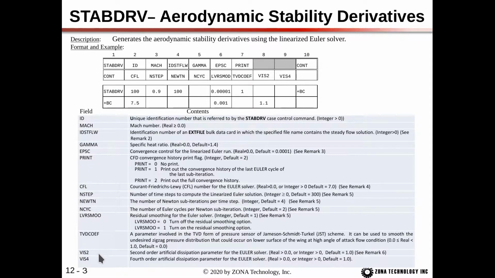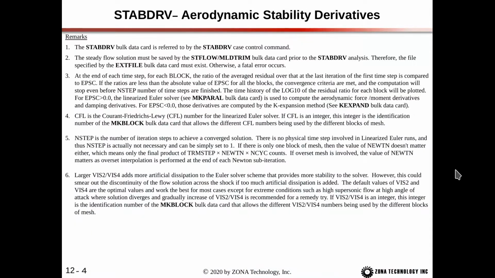And then finally we have the VIS2 and VIS4, which are the second and fourth order artificial dissipation parameters for the Euler solver. So note here that this card does not refer out to an MK param card or an MK Aero Z card. We just directly specify the Mach number and Euler solver parameters. And then we've already talked about all of these remarks.